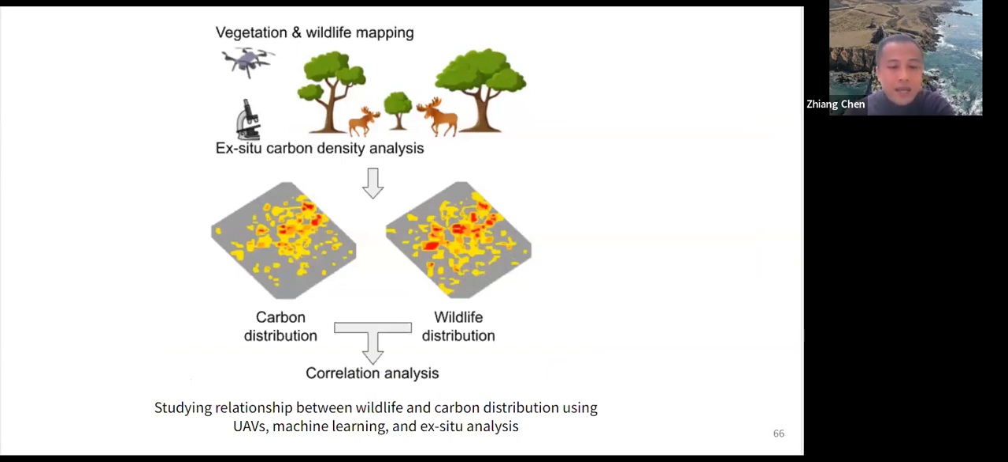For example, understanding carbon distribution is important to study climate change. Most studies focus on effects of vegetation on carbon distribution. However, animals like wildlife may have indirect effects on carbon distribution. If we can use drones or some mobile robot platforms to map vegetation and map the distribution of wildlife, we can study the correlation of carbon distribution and wildlife distribution. This can help us understand how wildlife affect carbon distribution.